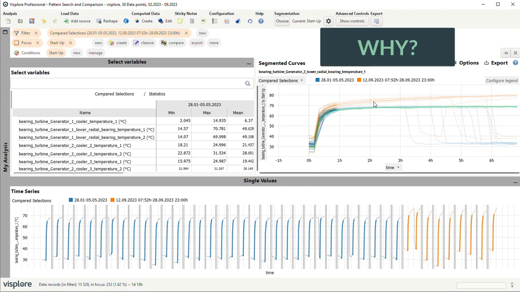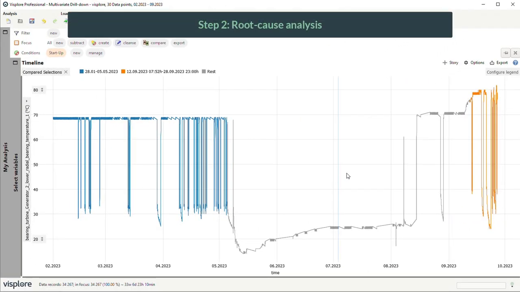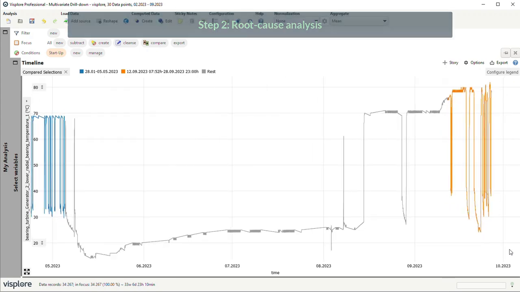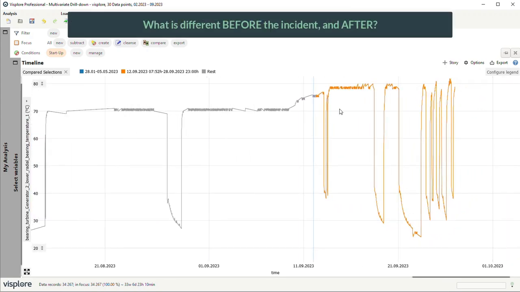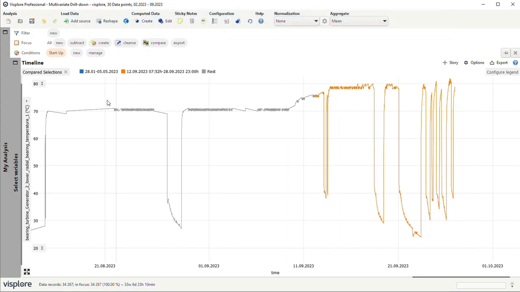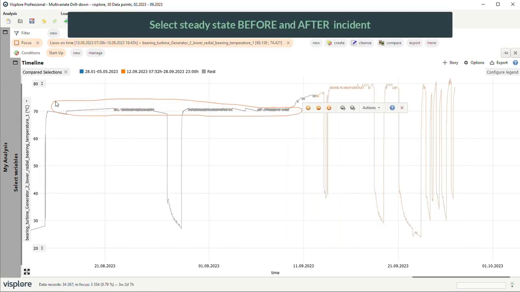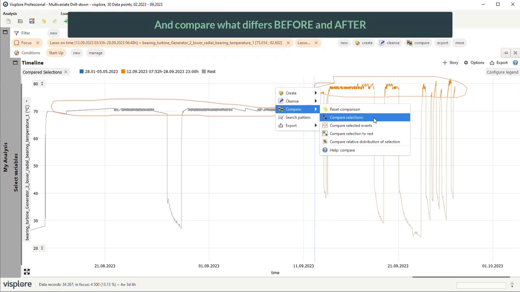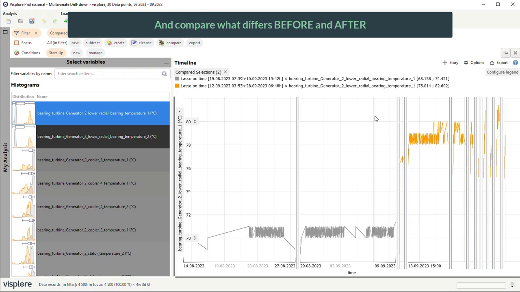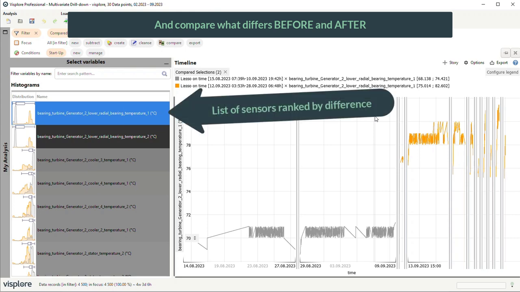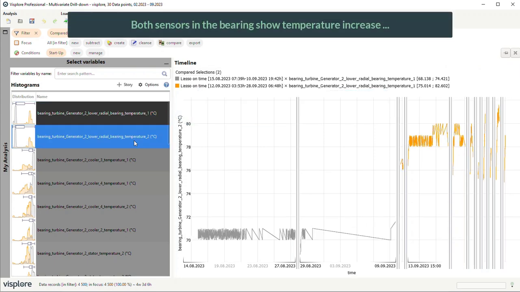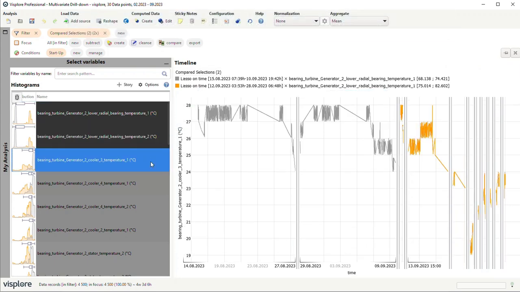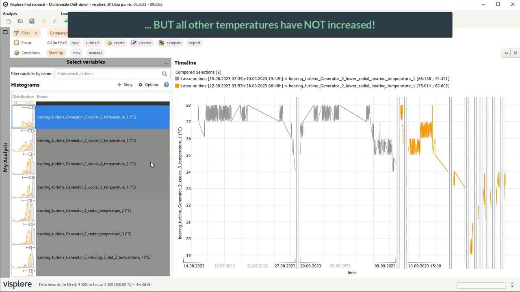But why? Are some other sensors showing anomalies as well? The root cause analysis is also supported by Visplore. Looking at the data before the incident and after, the question is, which of the 30 sensors have changed suspiciously? So we select the steady state before and after the incident and compare them. And now Visplore shows a list of all sensors, ranked by how different they are after the incident. Both bearing temperature sensors are much higher after the incident, but the other sensors have not changed as much.